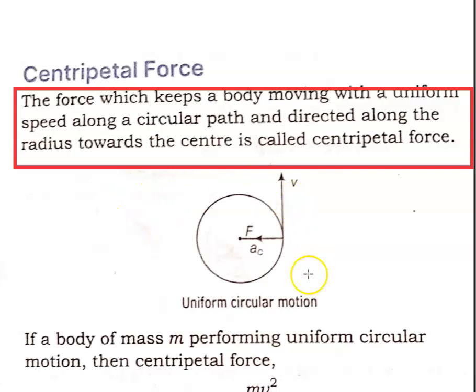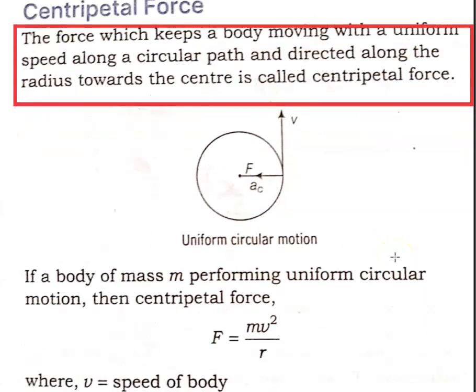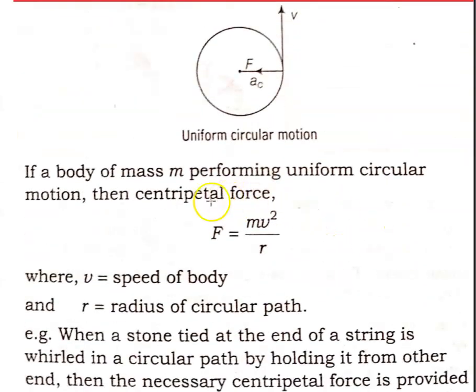So if you look in this diagram, there is an object that is moving in uniform circular motion. You can see the direction of force is shown inwards. So the force that is acting towards the center of the circle is known as centripetal force. The equation for centripetal force is F = mv²/r. We are supposed to remember this equation, and this equation gives the magnitude of centripetal force.